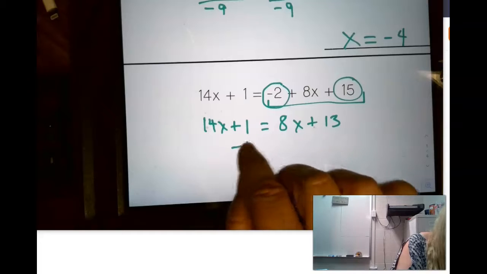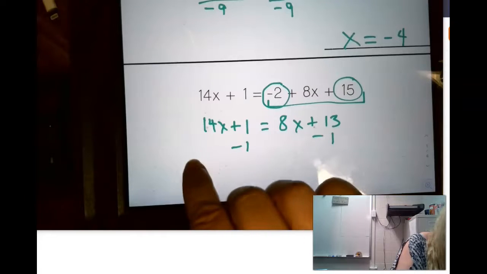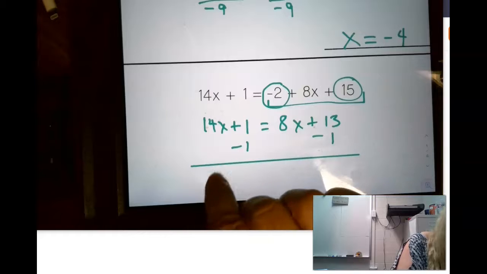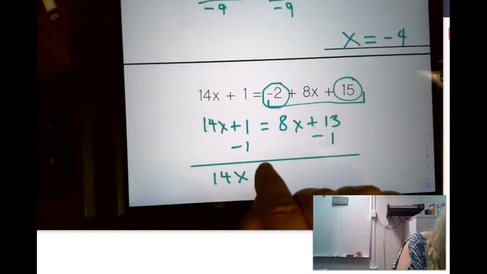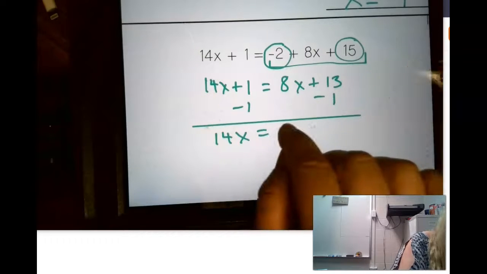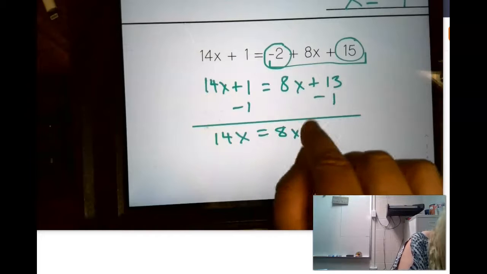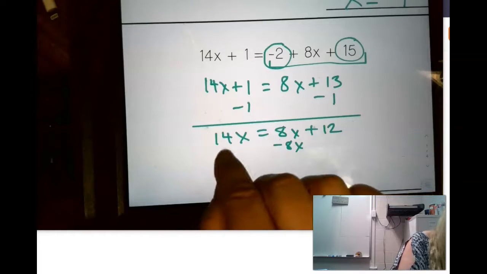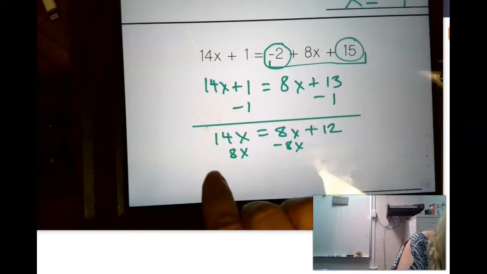We're going to move our constants to the right by subtracting 1 from both sides. That will give us 14x is equal to 8x plus 12. Now I'm going to subtract the 8x from both sides to get the variable on the left.